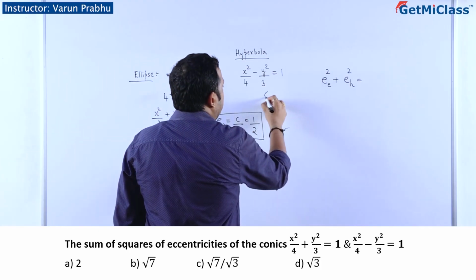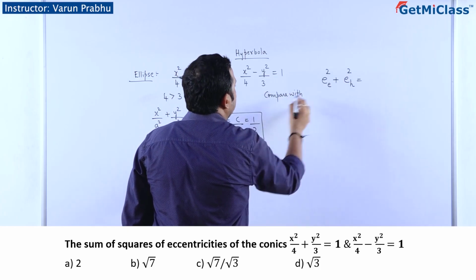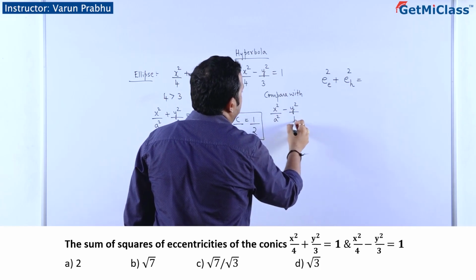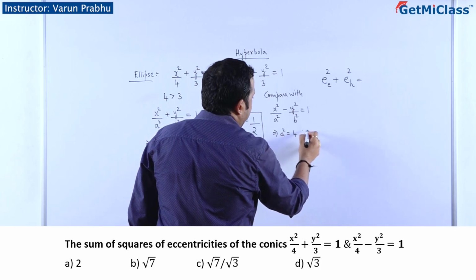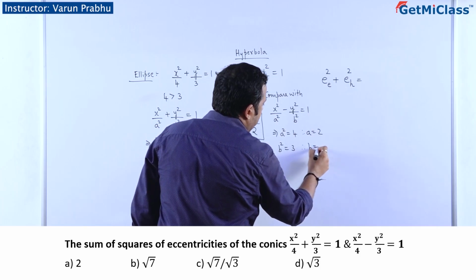Alright. So here you compare this hyperbola directly with the standard hyperbola, that is x square divided by a square minus y square divided by b square is equal to 1. This implies a square is equal to 4, therefore a is equal to 2, b square is equal to 3, therefore b is equal to root 3.